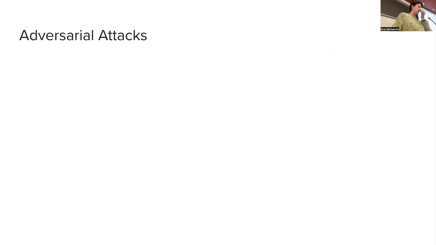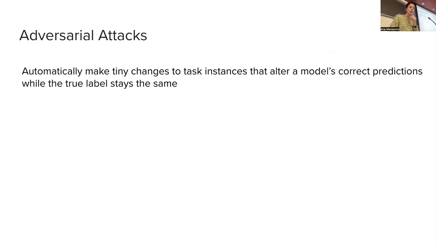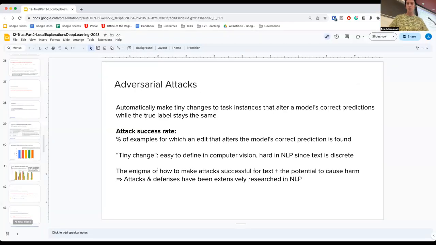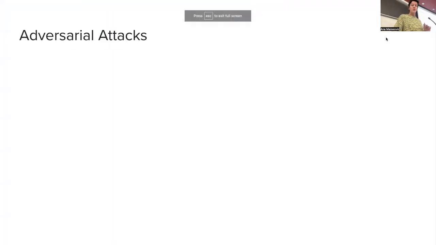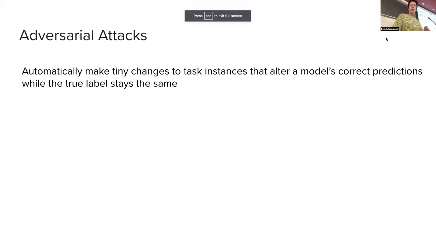Here I will ground this in adversarial attacks for specific tasks, not for ChatGPT, which is a general purpose model, and not for safety or not safety. Okay, so adversarial attacks are methods that automatically make tiny changes to your text or image that do not alter... Oh no, it's actually true. Sorry, I got confused. So you make tiny changes that will change a model's correct prediction.